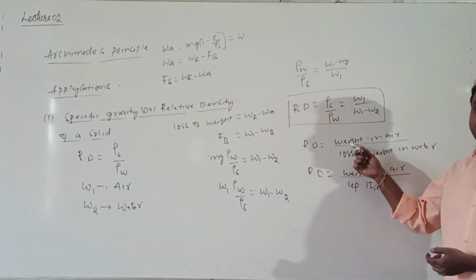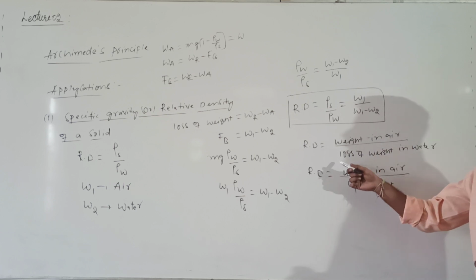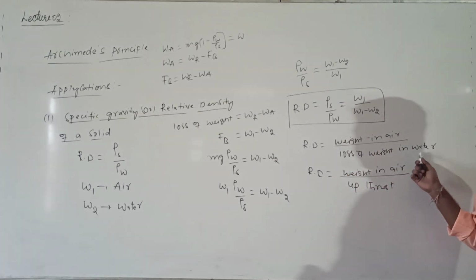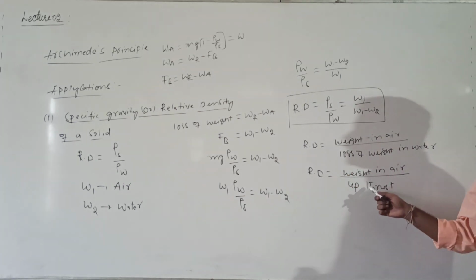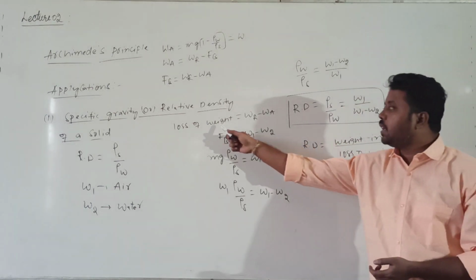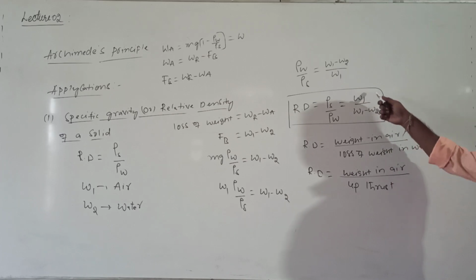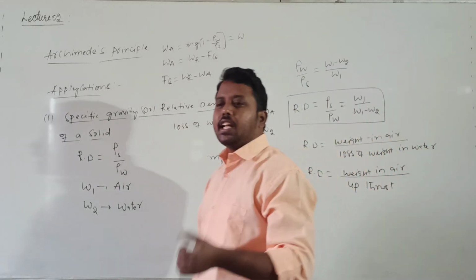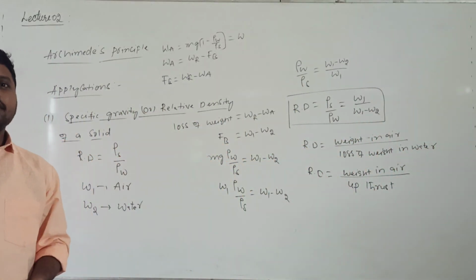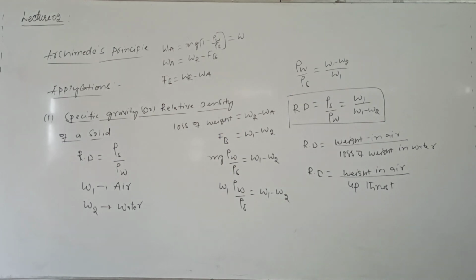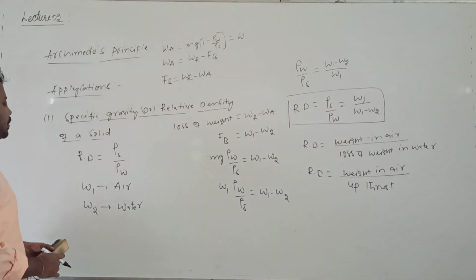It can also be defined as the weight of the body in air divided by the loss of weight of the body in water, or the weight of the body in air divided by the loss of weight, which will be equal to what? Fb. Fb is nothing but upthrust. By using this formula, we can calculate the specific gravity of a given solid. Okay? So this one you can remember.